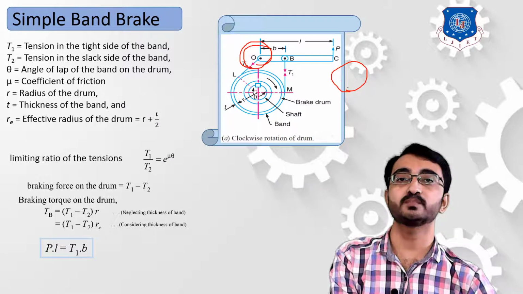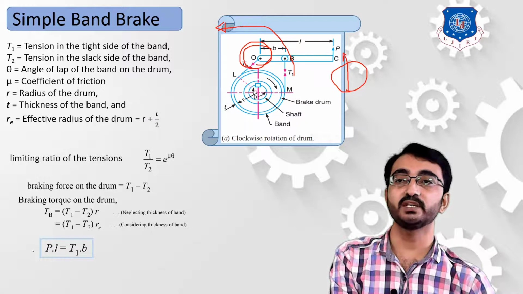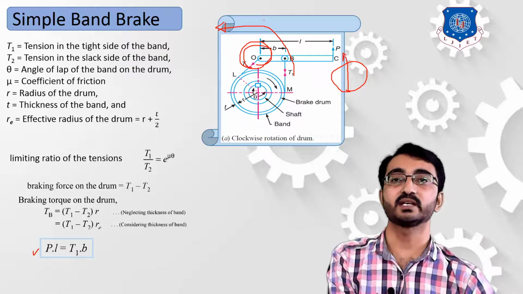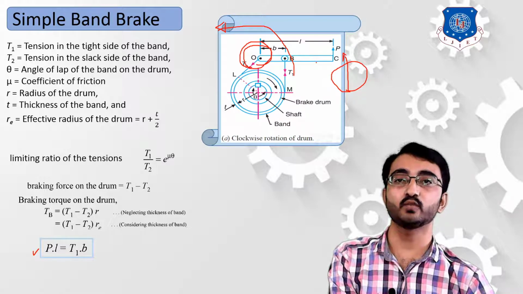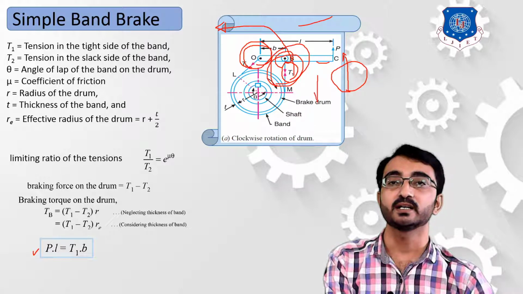Now due to this P force, which is acting in an upward direction, it will produce rotation, or we can say moment, in an anti-clockwise direction. So that's why P into L, that is in an anti-clockwise direction. Now the remaining two forces are T1 and T2. Over here this initial tension, T1, will be acting in a downward direction.